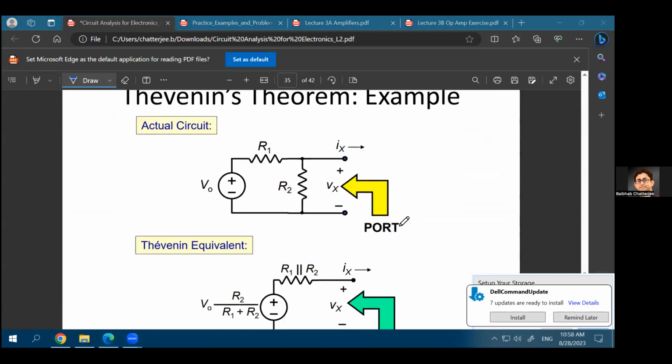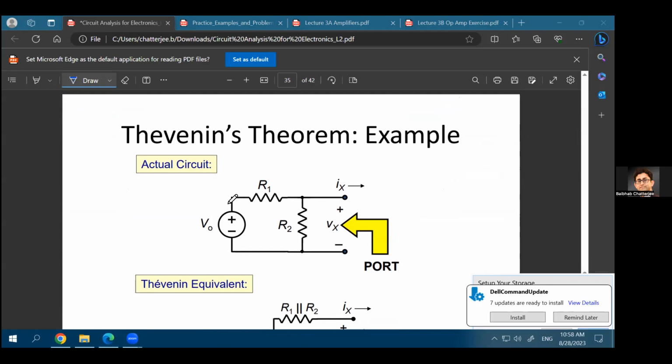All right, so let's look at an example of the Thevenin equivalent circuit. So let's say this is the network you're trying to look at. This is still a simple network. It's not very complex, but let's try to look at it as an example. So you have a voltage source V0 over here. You have two resistances R1 and R2. And this is the output port you are trying to look at.